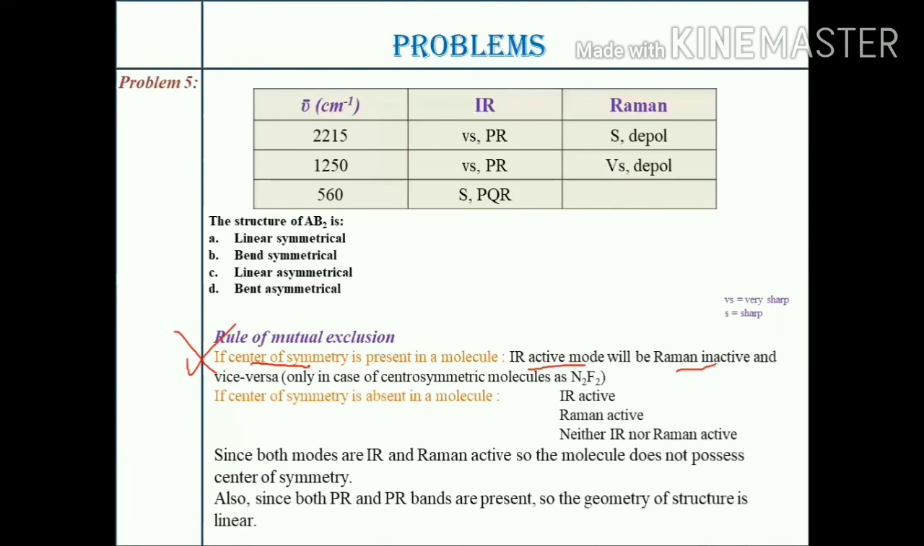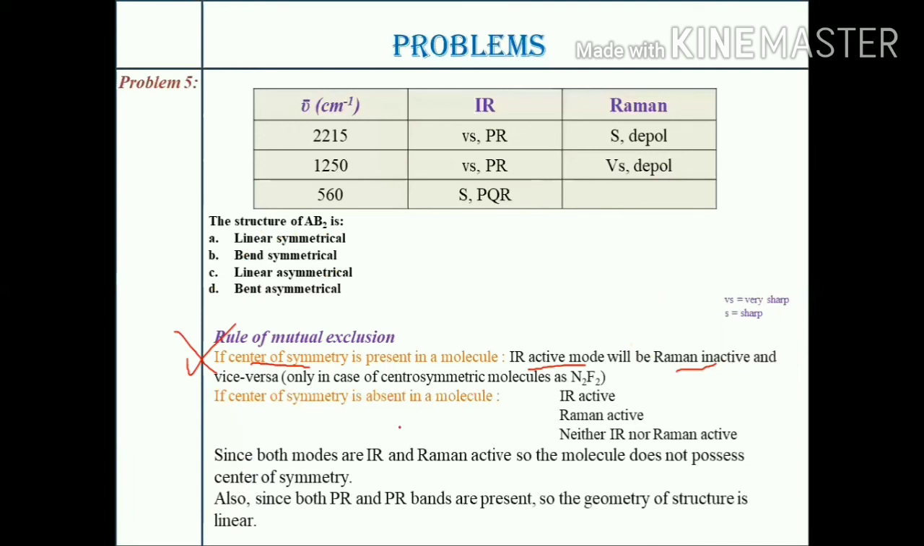This will be very important for us as a judging criterion for the prediction of the structure of the molecule, which is actually asked over here. So the center of symmetry is absent in the molecule. It is not present. So that has been proved. So one part of it has been ruled out.